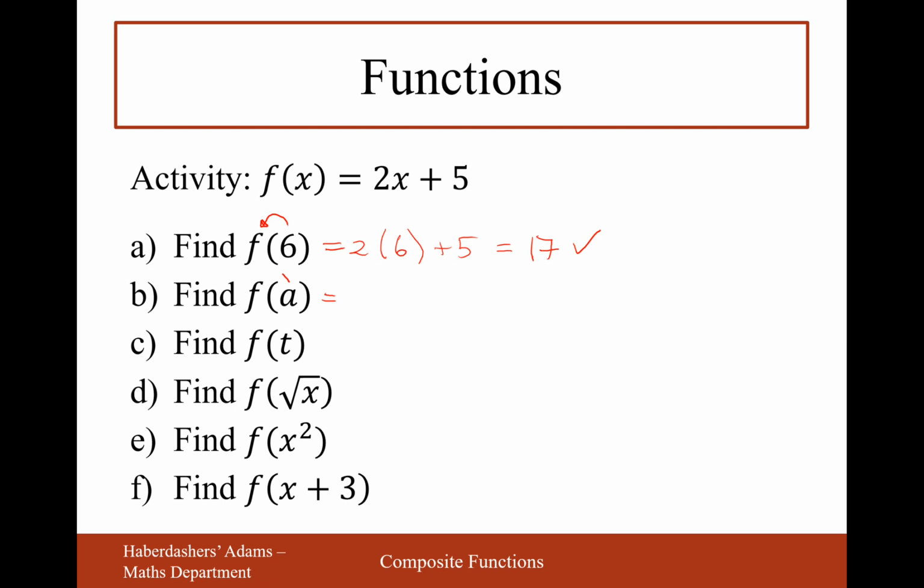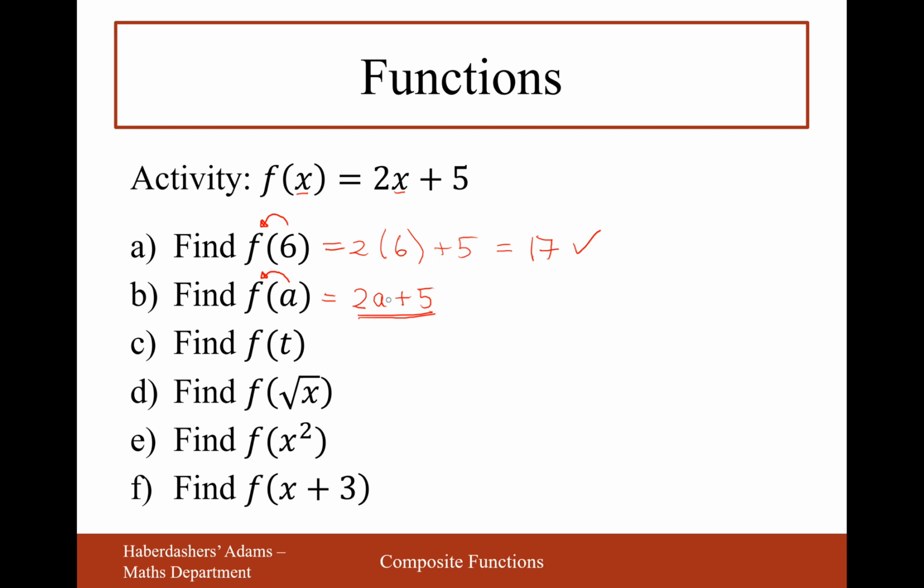Now the 6 is now an a, so we're going to put a into the f function. So when you put a into the f function, you're going to have to replace x with the letter a in this case, because it tells you to use an input value of a. So what you're going to get is 2 times a plus 5, and that's as good as you can do, really. You can't turn this into a numerical answer. This is more of an algebraic answer. So that's the best you can do. That's the answer for part B.